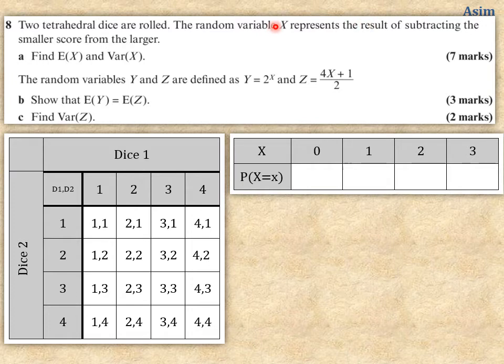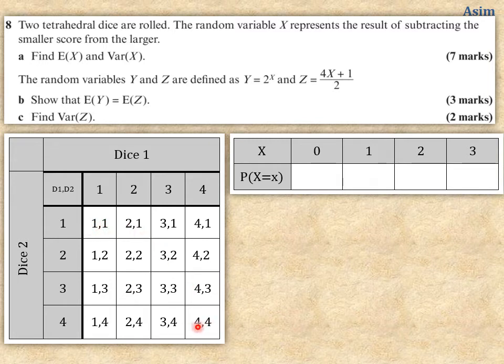Now x is a variable here that represents the result of subtracting the smaller score from the bigger. So it's like this, 1 minus 1 will give you 0, 3 minus 2 will give you 1, and so on. So x is what you get after subtracting. Now obviously the number at the most can be 4. So there's a combination of 4, 4 at the max, and the combination of 1, 1.